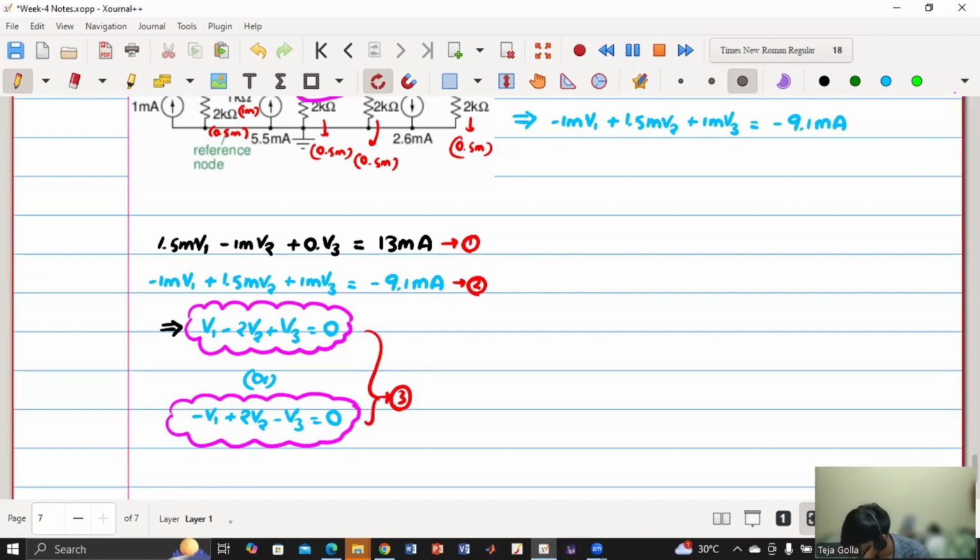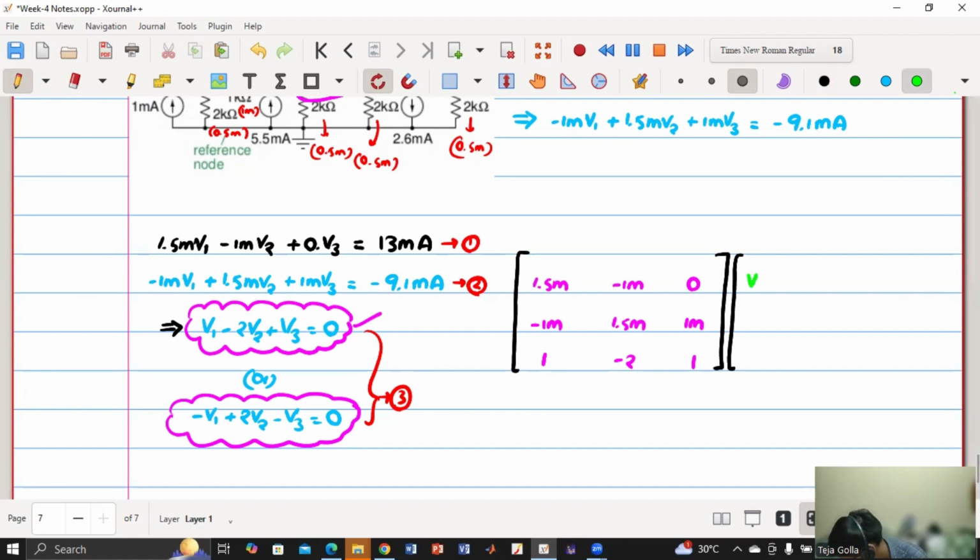So now if we write in terms of matrix, I have 1.5 milli, minus 1 milli, then 0, then minus 1 milli, 1.5 milli and then 1 milli. For the timing, let us just proceed with the first one, which is 1, minus 2 and 1. So now this is multiplied by V1, V2, V3. This will give us 13 milli, minus 9.1 milli and then 0.